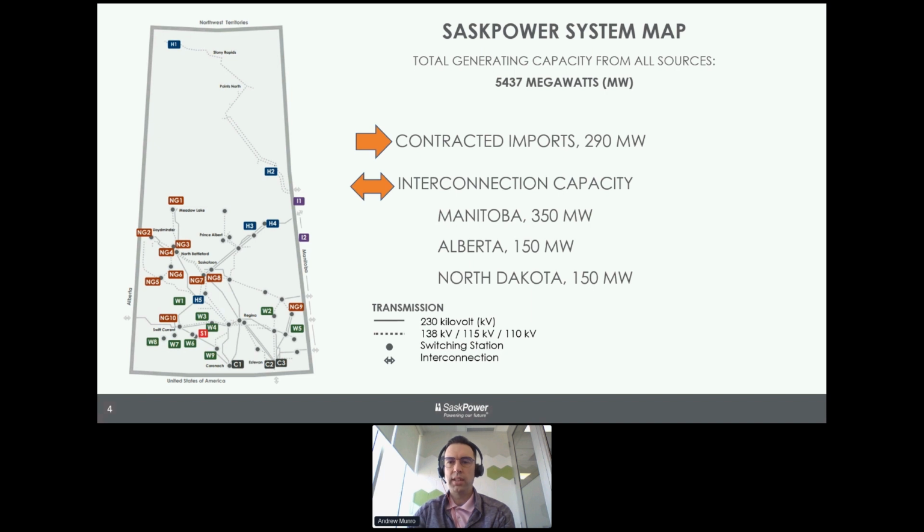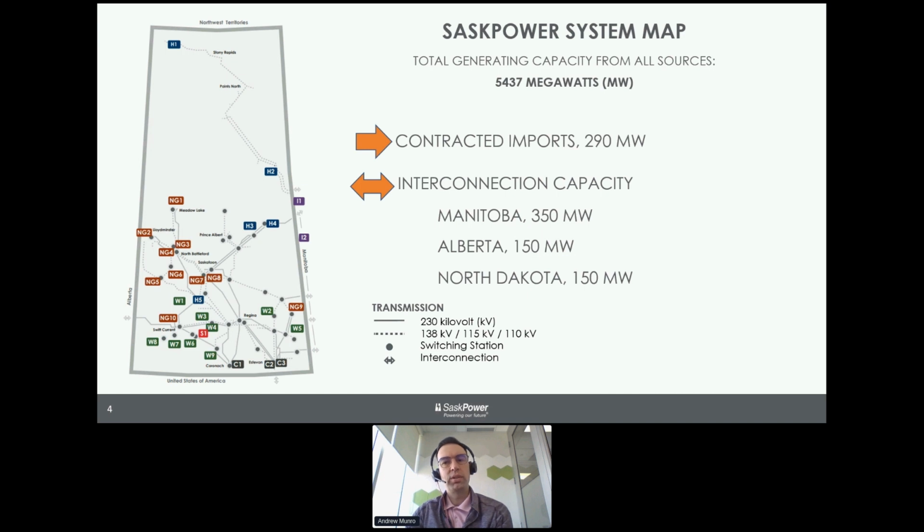SAS Power has transmission connections with Manitoba, Alberta, and North Dakota. These interconnections allow both imports and exports, depending on the need of our system. Our neighbors are also interconnected with their neighbors, which means SAS Power is part of a very large power grid in North America, which I'll show on the next slide.